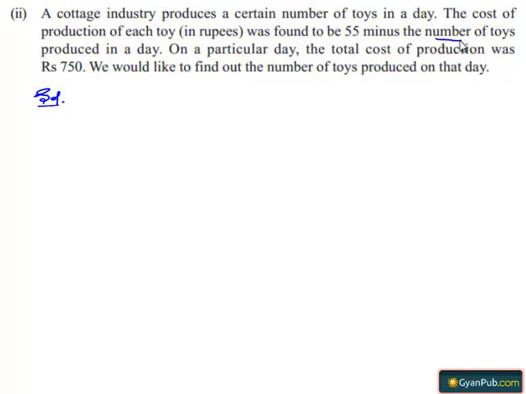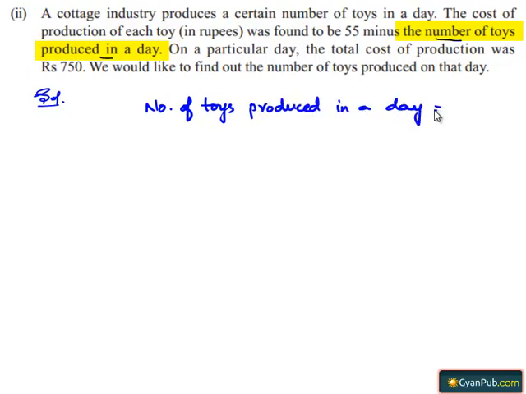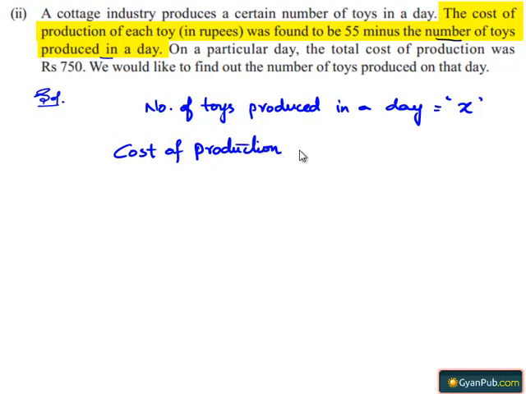Assume the number of toys produced in a day is equal to x. Now, the cost of the production of each toy is equal to 55 minus the number of toys produced in a day. Cost of production of each toy is equal to 55 minus the number of toys produced in a day, which is x. So this becomes 55 minus x.